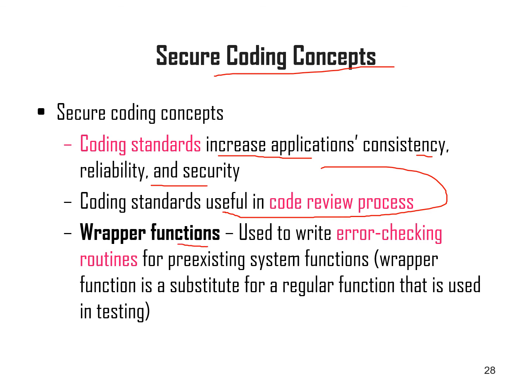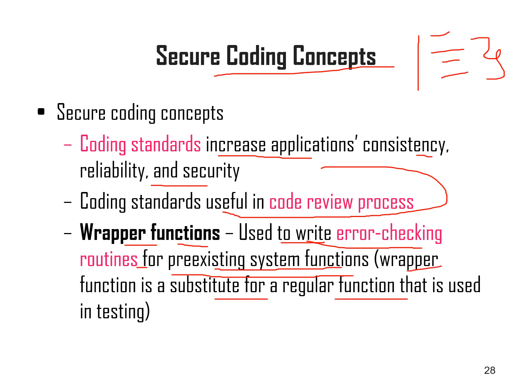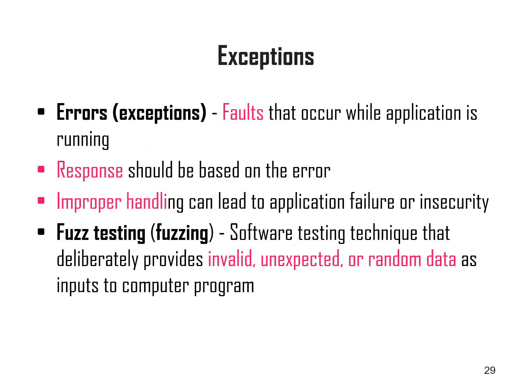So what is meant by wrapper function here? It is used to write error checking routines for a pre-existing system function. Your software is nothing but lines of code, right? So for every function I have to write a routine that will check the error. That is what they are telling here in the wrapper function. A wrapper function is a substitute for a regular function that is being used in the testing. So for every function I have to write error checking routines.